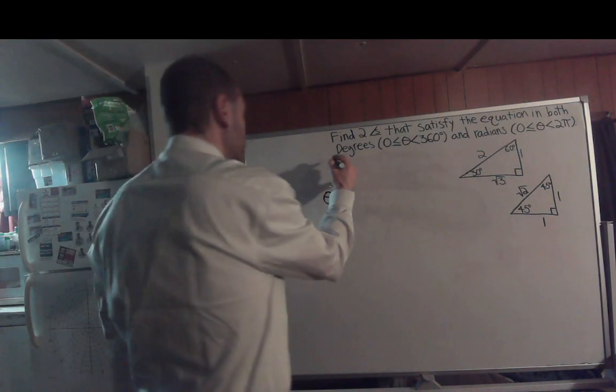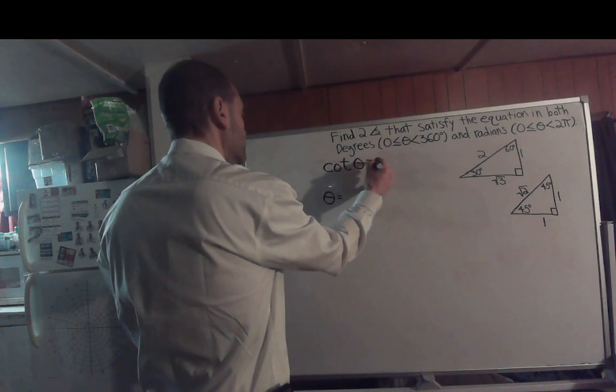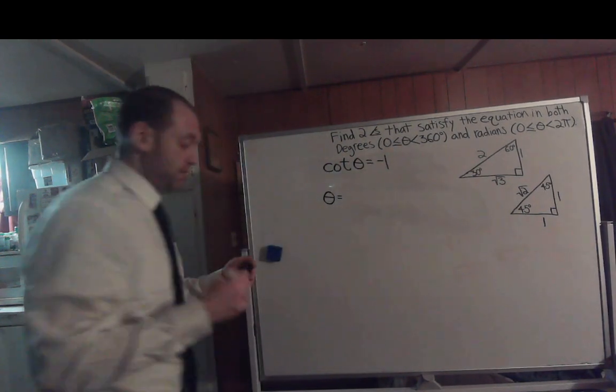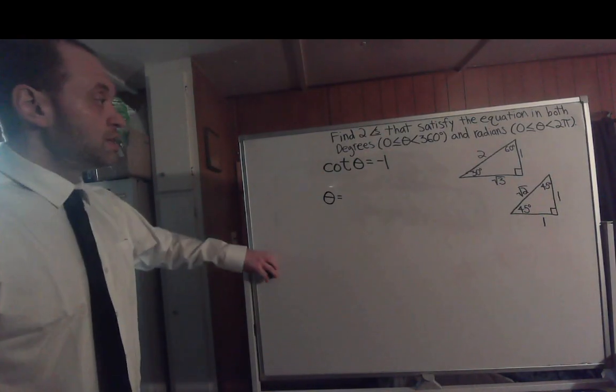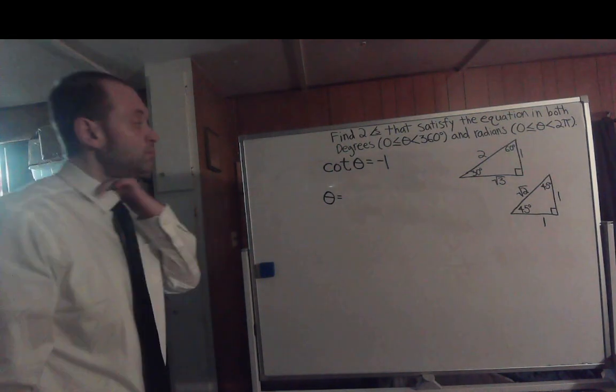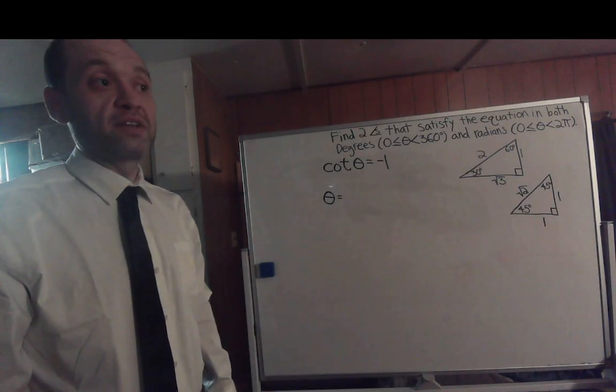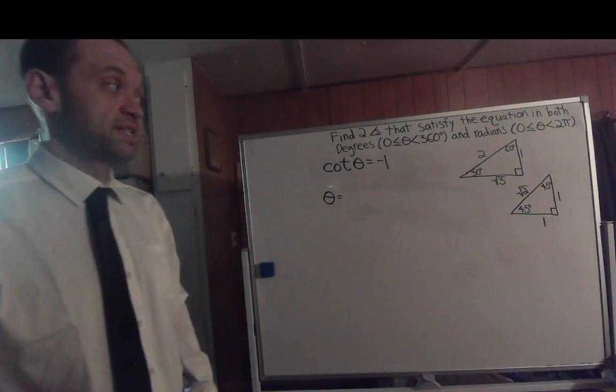Alright, good one also. Cotangent of theta equals -1. So we have the cotangent of theta equals -1. Well, where is your cotangent negative? That's in the second and fourth quadrants, so this one's a little bit different.